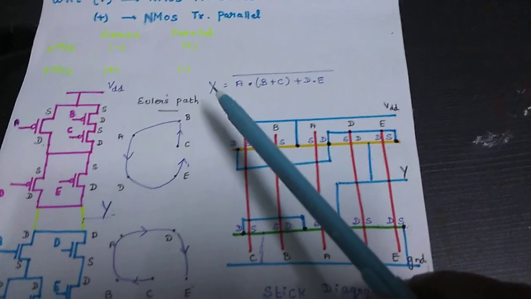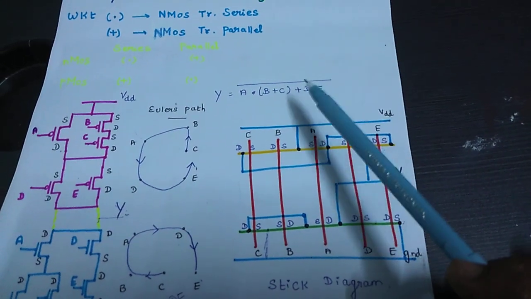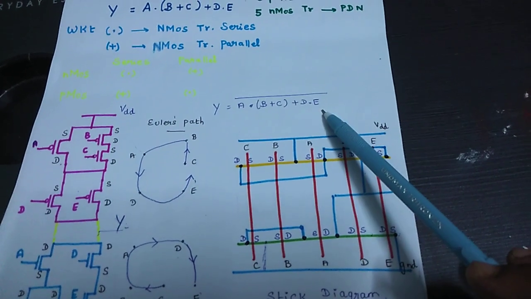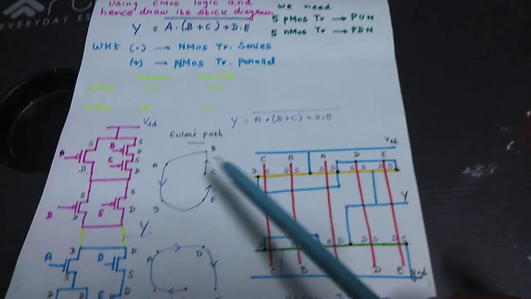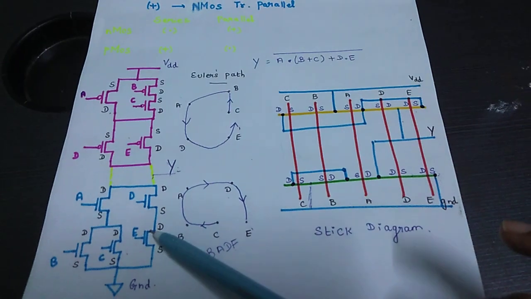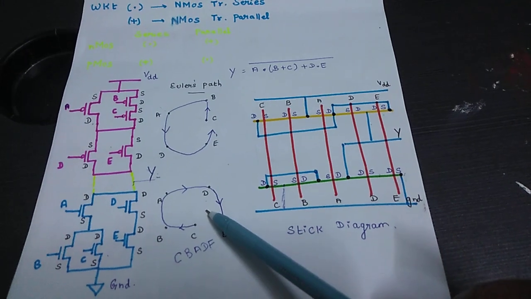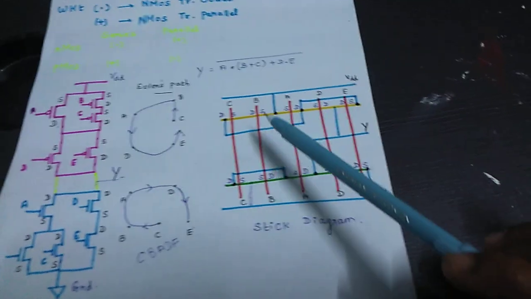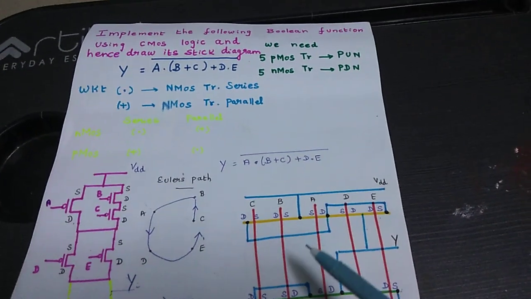Okay, so actually this Y equal to the complement of A dot B plus C plus D dot E, the whole bar, is nothing but CMOS XOR gate. Okay, we have implemented the CMOS XOR gate by means of CMOS static logic, and then we have obtained the Euler's path in order to obtain the uninterrupted path, and then we have done with the stick diagram for this. Right? Hope you understand this session. Thanks a lot.